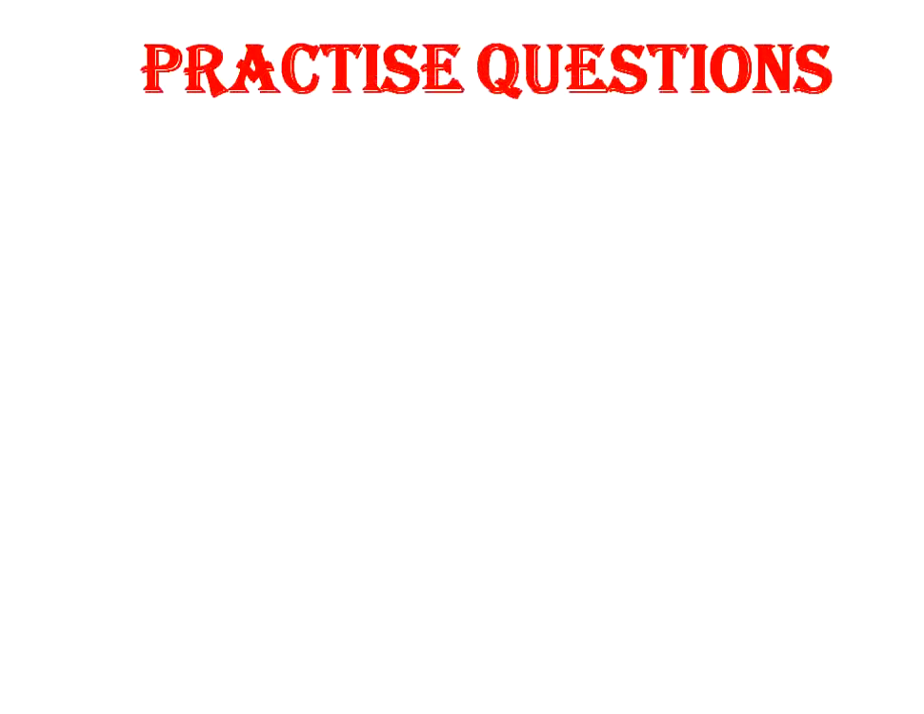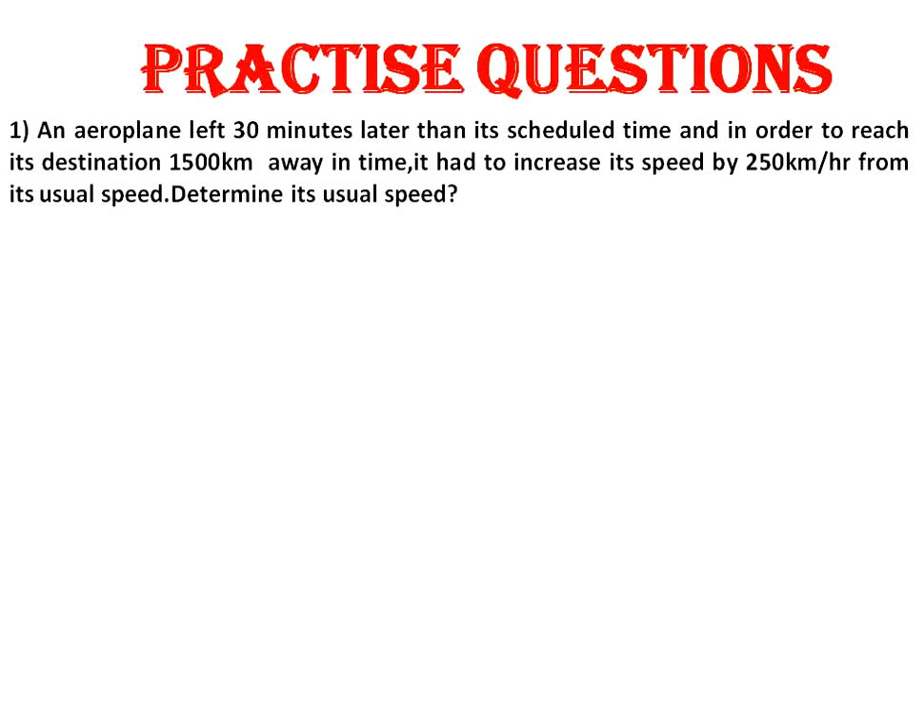Now practice questions. An aeroplane left 30 minutes later than its scheduled time, and in order to reach its destination 1500 km away in time, it had to increase its speed by 250 km per hour from its usual speed. Determine its usual speed, that is 1500 divided by x minus 1500 divided by x plus 250 is equal to 30 minutes, means half you have to write.